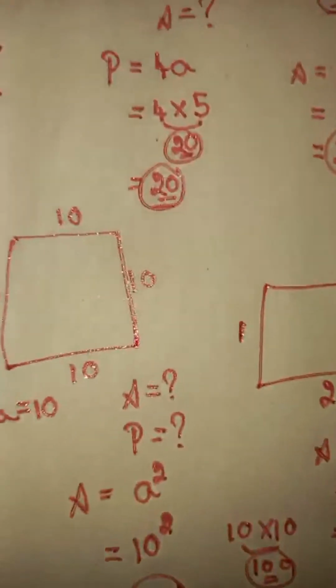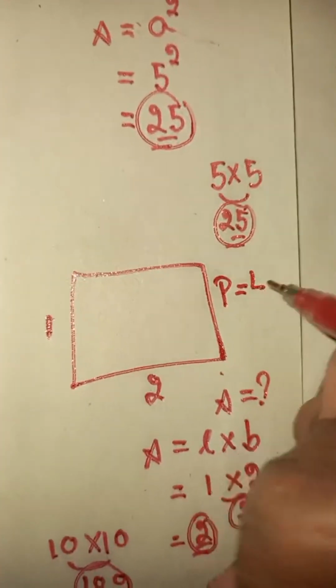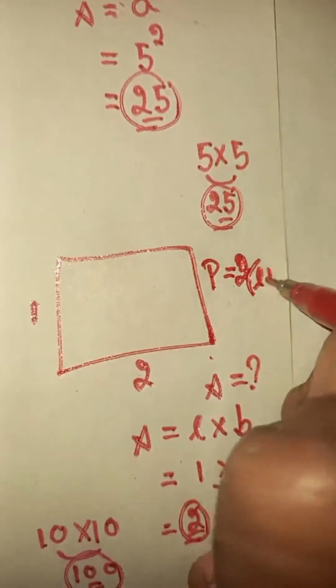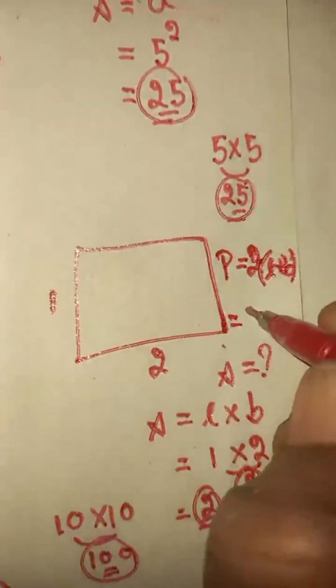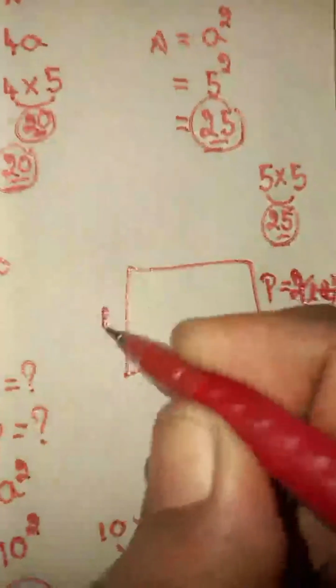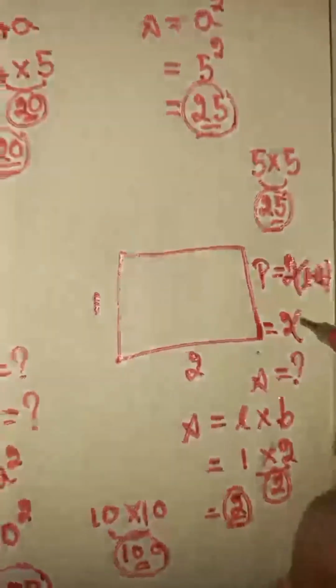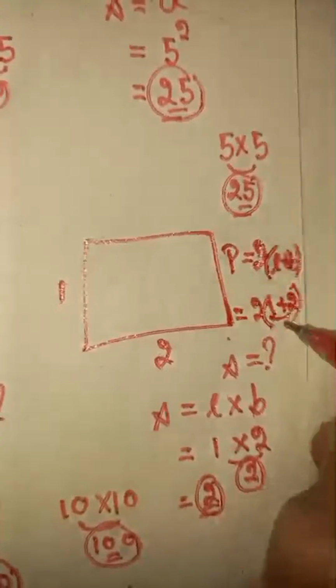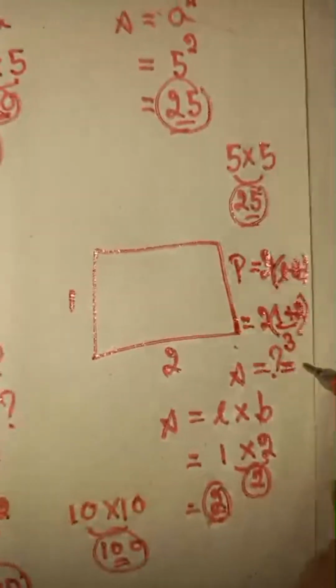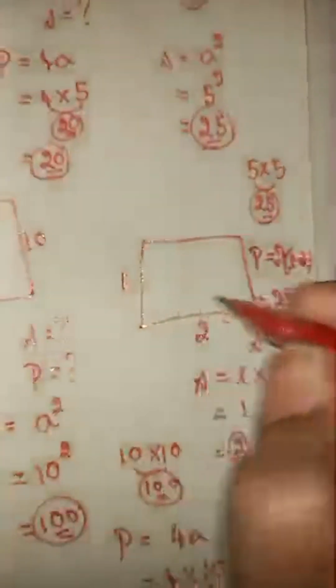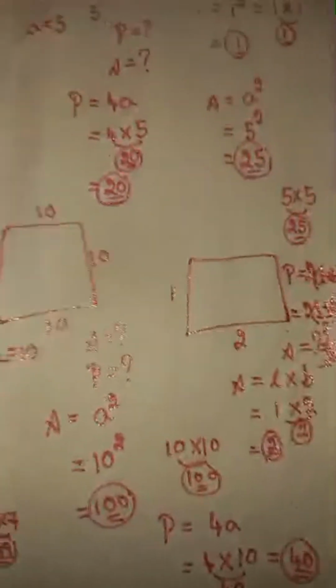Now you can find the perimeter. The perimeter is 2 times (length plus breadth). That becomes 2 times (1 plus 2), where this is the length, 1 unit, and this is the breadth, 2 units. 1 plus 2 is 3, and 3 times 2 is 6 units. I'm going to tell you more about rectangles in the next videos.